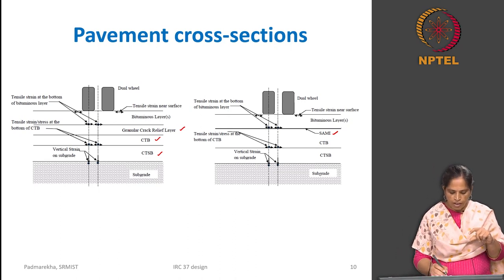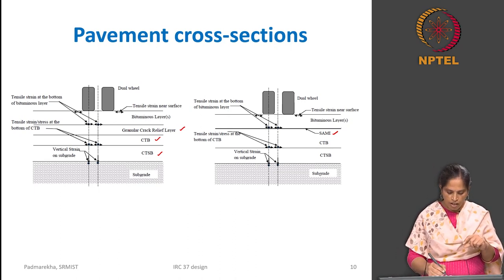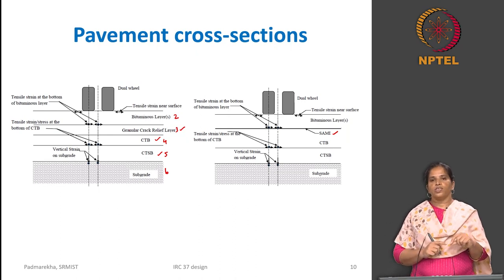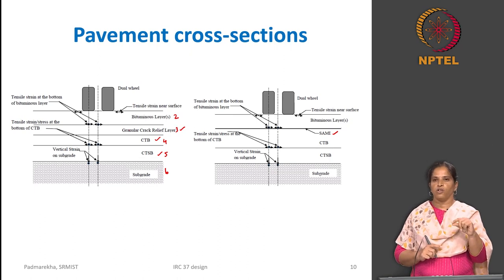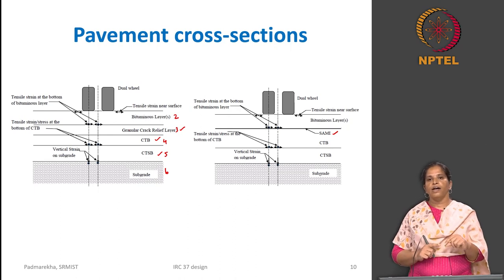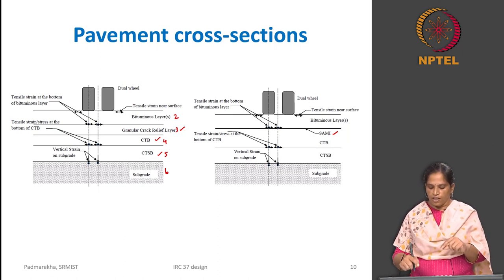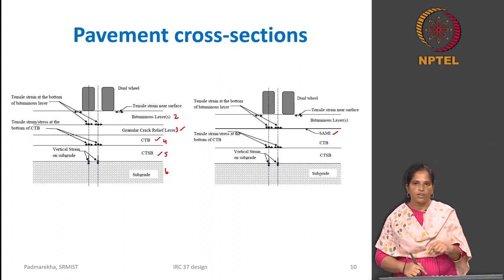This granular layer is considered as one of the structural layers for the design purpose. So, if you provide this granular layer, the number of layers used here includes, if the bituminous layer is a two layer, two, and this is a third layer, and this is fourth, fifth, and sixth layer structure. In case you use a stress absorbent member interface layer, you can imagine an asphalt mastic layer of thin 25 millimeter thickness as a stress absorbent member interface layer. In such a case, we don't consider this stress absorbent member interface layer as a structural member, and we consider this as a five layer structure for the analysis.